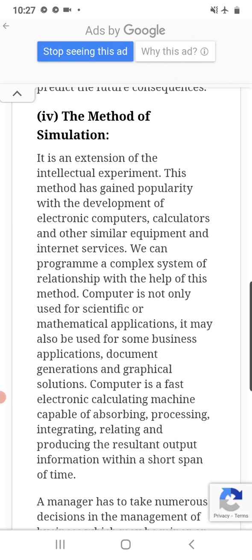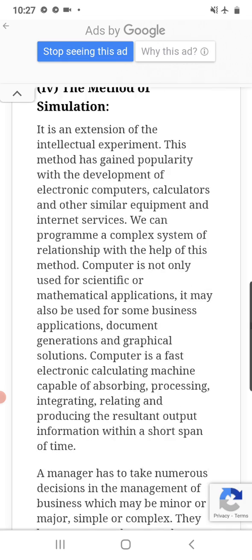Computer is not only used for scientific and mathematical applications, but it is also used for business applications, document generation, graphical solutions. Computer is a fast electronic calculating machine capable of absorbing, processing, integrating, relating and producing the resultant output information.